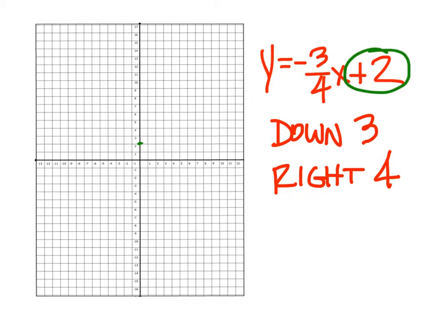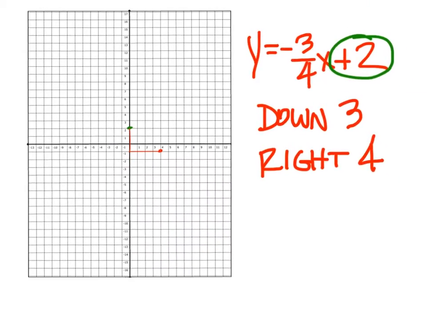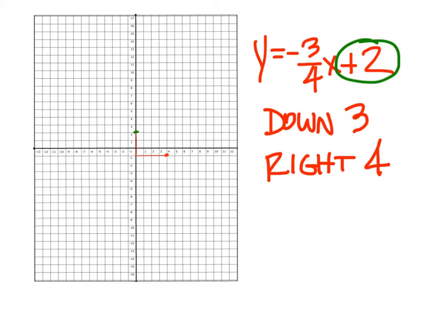So down 3 and to the right 4. Go back to your dot, go down 3 and then to the right 4. Make another dot. Once you've done that, you can draw your line. I'll go right here like this. Arrows at either end, it goes all the way through, and it is straight.